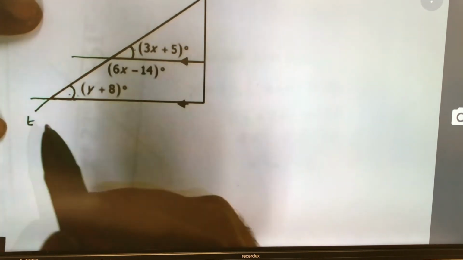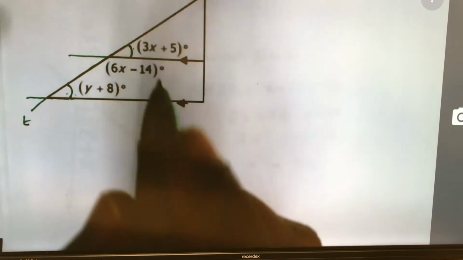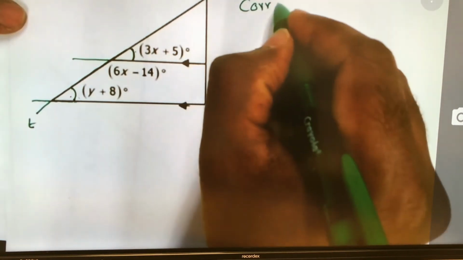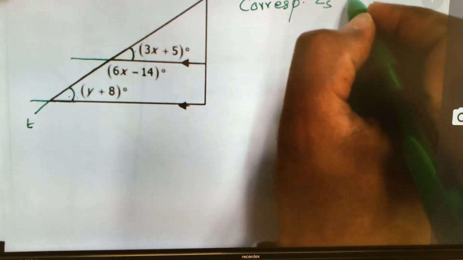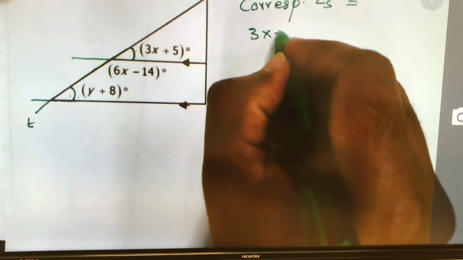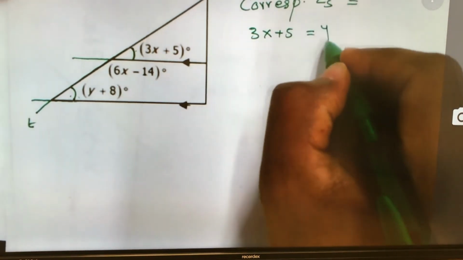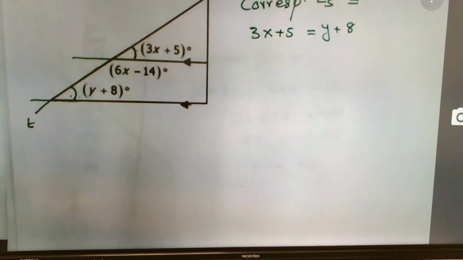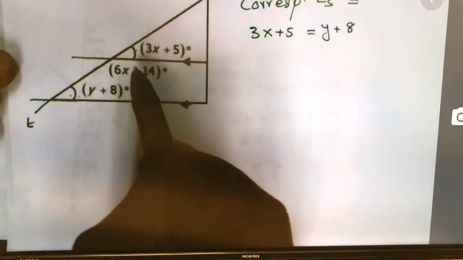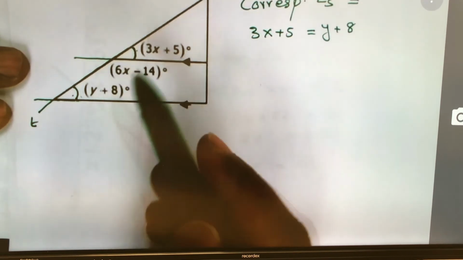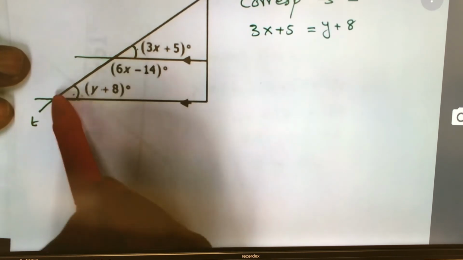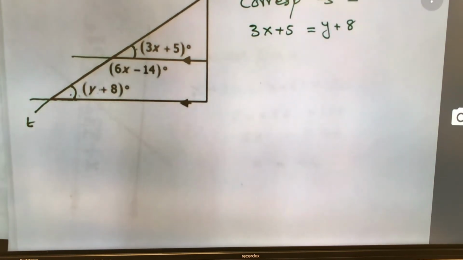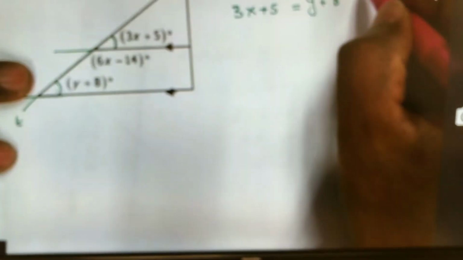So these two angles here are what we call corresponding angles. So what is the property of the corresponding angles? They are congruent. So I can write the equation 3x plus 5 equal to y plus 8. You may be thinking, why can't I use these two expressions? Because if you look at these two angles, they are on the same side of the transversal and inside the parallel lines. They are same side interior, so that also works. They add up to 180.